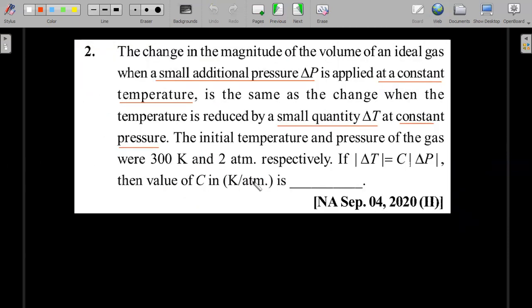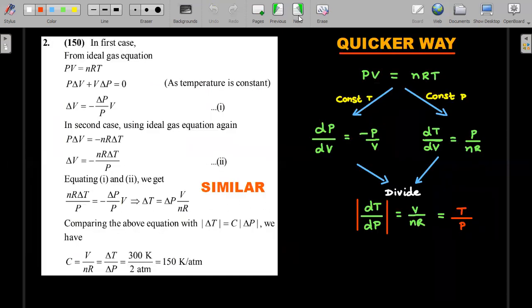So the value of T by P can be substituted. Numericals are given T by P. You end up getting 150 as the required answer. Okay, so let's move forward.